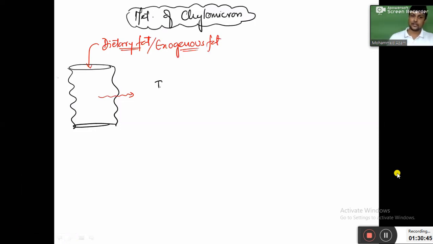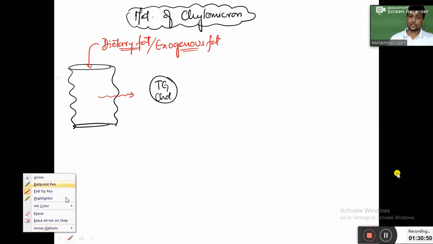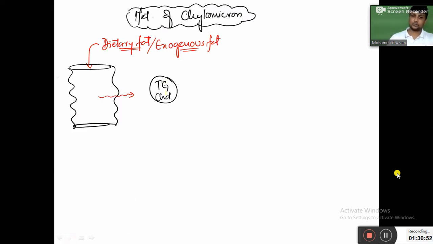Chylomicron, in the center, will consist of triglyceride and cholesterol. I mean to say the lipids, and because the lipids appear more yellow in color, our fats will be yellow in color. So I am trying to make it yellow colored. Triglyceride and cholesterol are the lipid part, and attached to that lipid part you will have apoprotein B48, apoprotein E, and then apoprotein C.